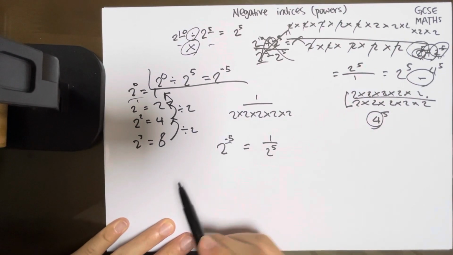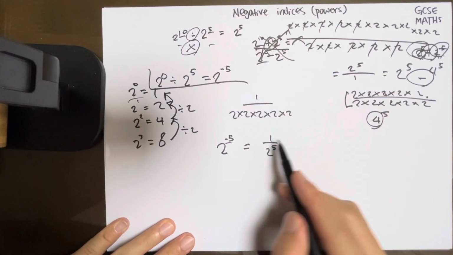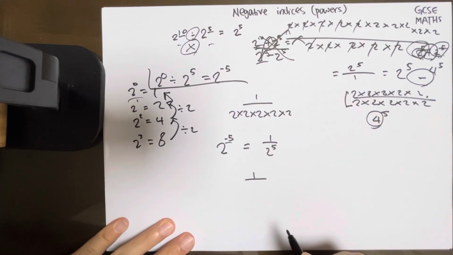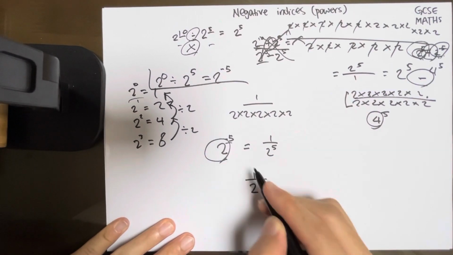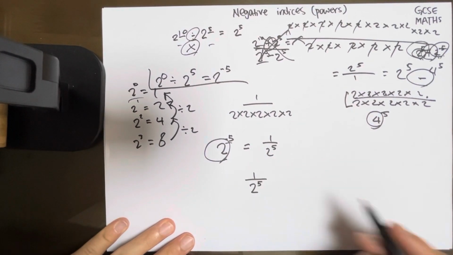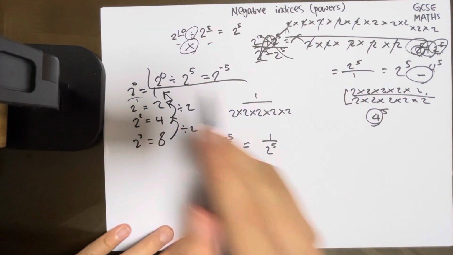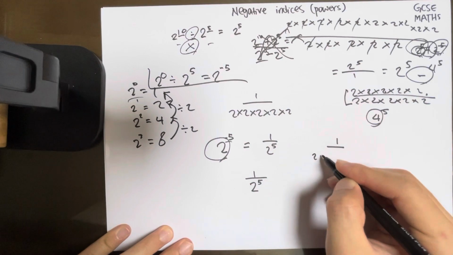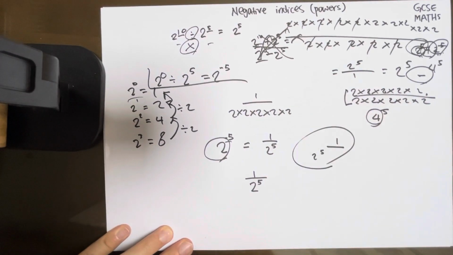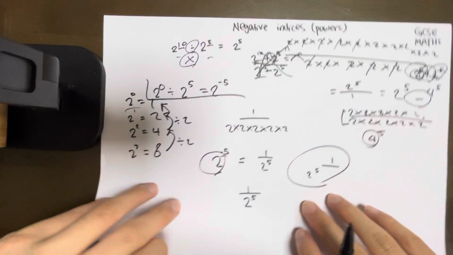When you have a negative power, to represent it in fraction form, you put a 1 on top, you put the power number below it, and you flip the sign to a positive number. It's with this logic, because 2 to the power of 0 would be 1 divided by 2 times 2 times 2 times 2 times 2, 2 to the power of 5. That's how it works. Alrighty.